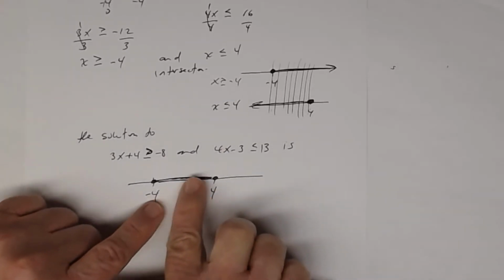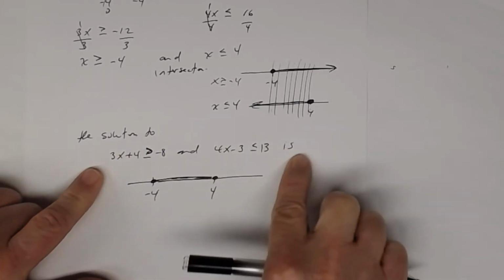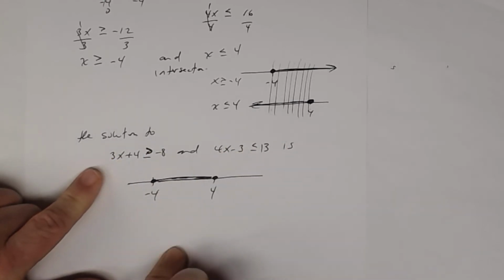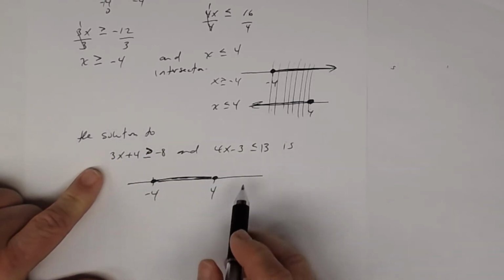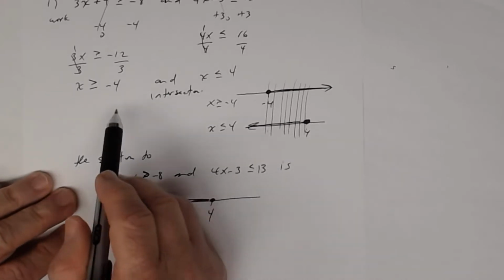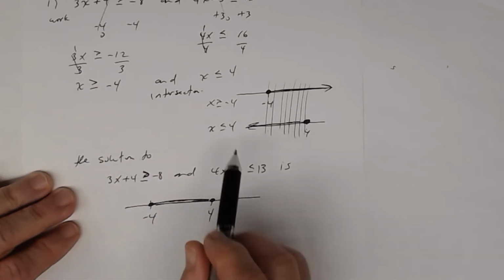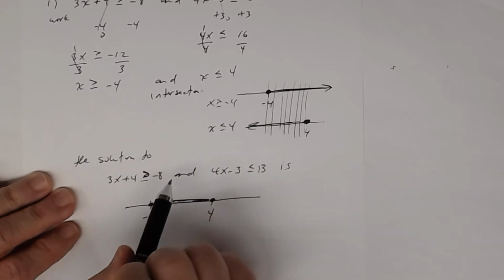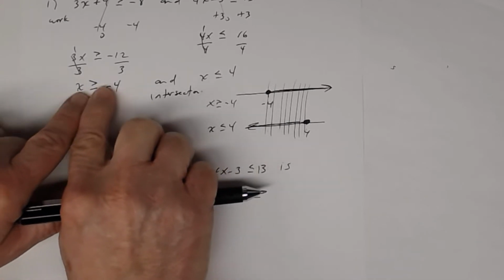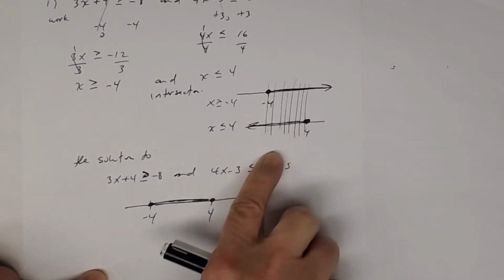So every real number that's shaded is a solution to this original inequality. So it's going to satisfy this and this at the same time. So notice 5 is not shaded, right? 5 is not shaded. Even though 5 is greater than or equal to -4, the reason it's not shaded is because 5 is not less than or equal to 4. So your solution to the original has to satisfy this and this at the same time. So that's why you look at the intersection.